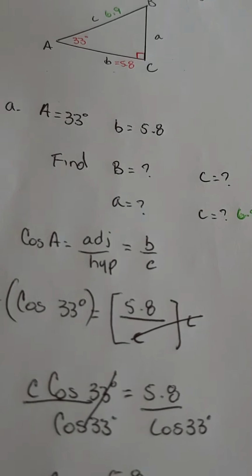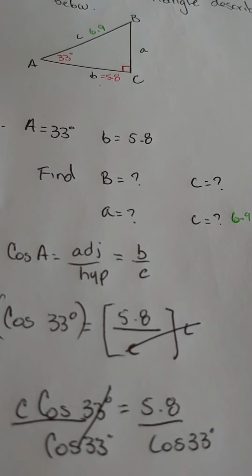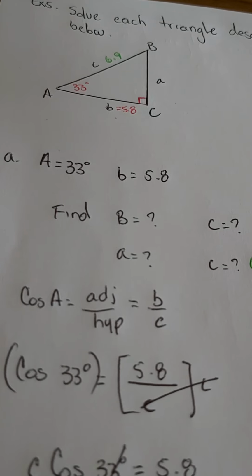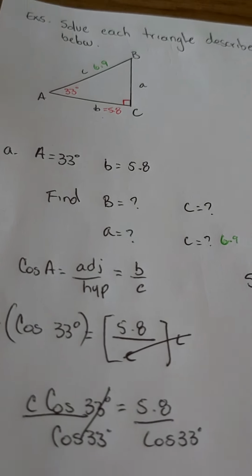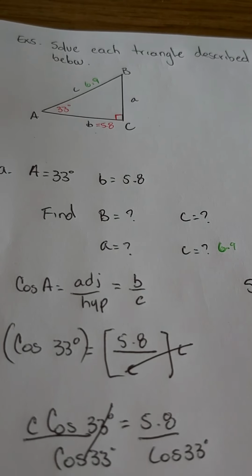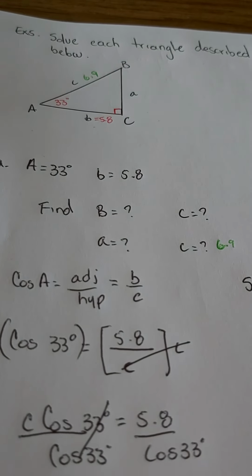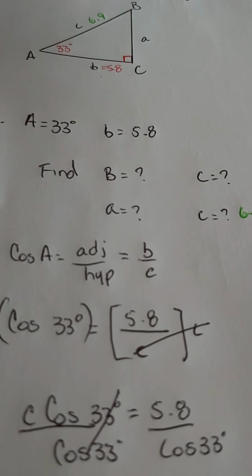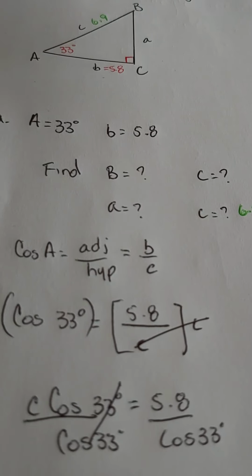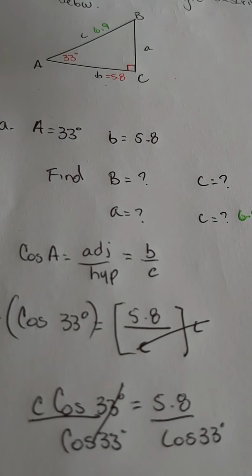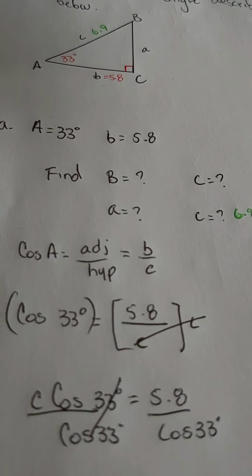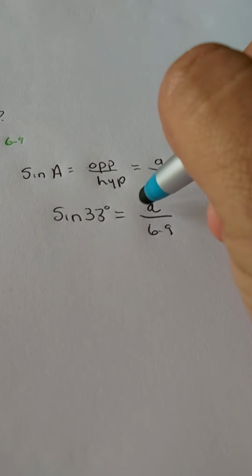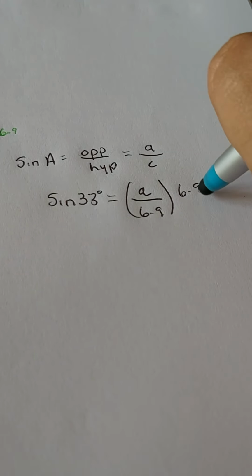So we have sine of A, opposite over hypotenuse. In this case, the opposite is A, hypotenuse is C. Sine of A, sine of 33 is equal to A, we don't know the value of A, over C, 6.9. How do we solve for A? Multiplying both sides by 6.9.